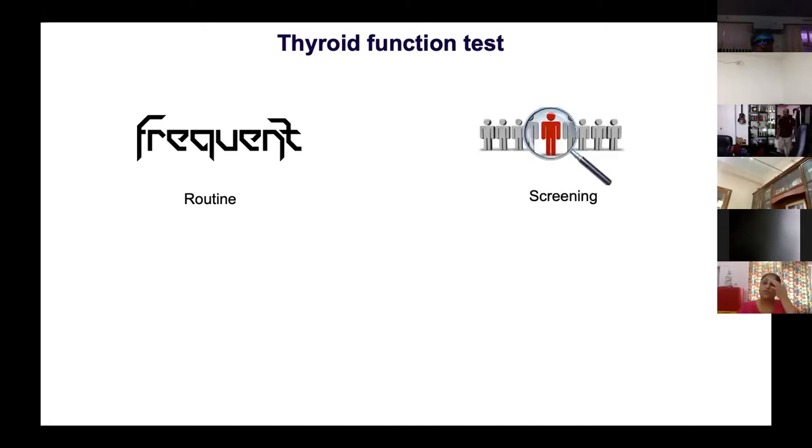Then who are the children? There is a subset of children who are more predisposed to thyroid dysfunction, like children who have other autoimmune disorders such as celiac disease and type 1 diabetes, and certain chromosomal disorders like Down syndrome. In these children you should suspect that the probability of having thyroid disorders is higher as compared to the general population. So you should subject them to regular screening.